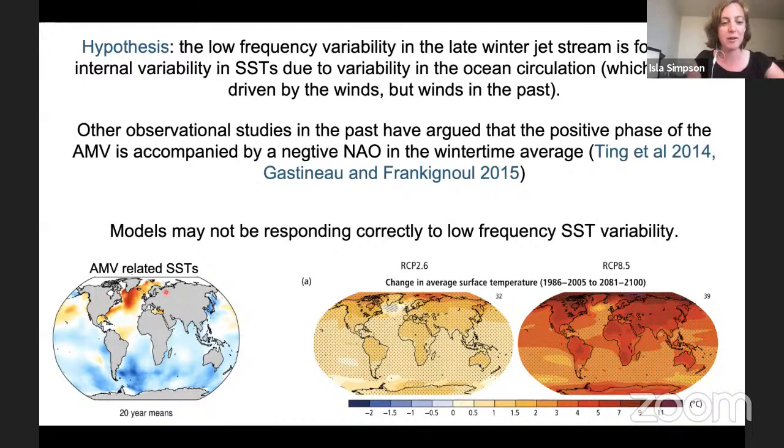So if you look at sea surface temperatures that are associated with the AMV, and then this is just a figure of SSTs by the end of the century from one of the IPCC reports. And so there are a lot of similarities, although with the sign flip, but you have the warming hole in the North Atlantic, the kind of horseshoe pattern in the climate change response. And I think we have to question whether we're really going to capture the atmospheric circulation response to these SST anomalies correctly.